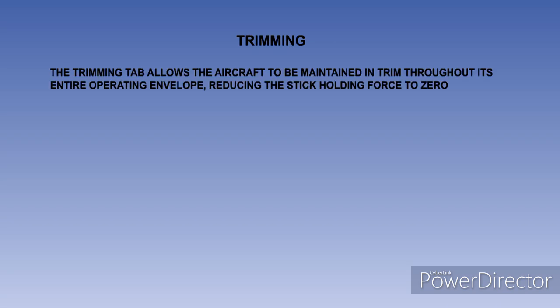That is the end of the lesson on trimming. These are the main points that you need to remember. The trimming tab is a small adjustable surface set into the trailing edge of a main control surface. It allows the aircraft to be maintained in trim throughout its entire operating envelope, reducing the stick holding force to 0. Fixed trimming tabs are not adjustable in flight. They can only be adjusted on the ground.